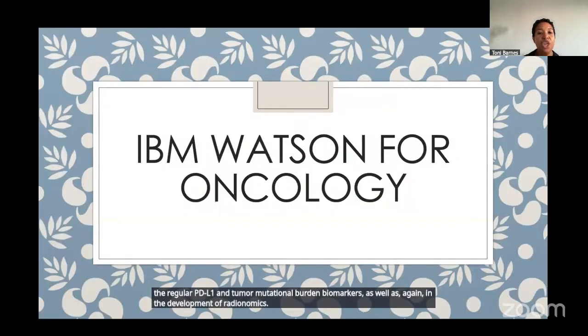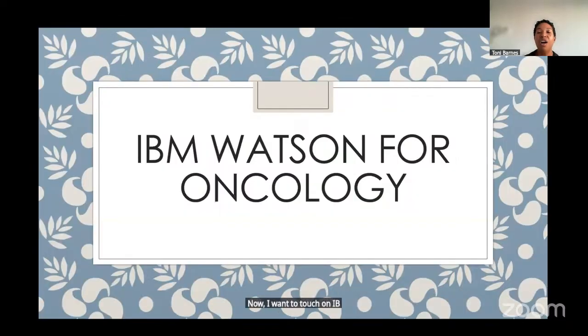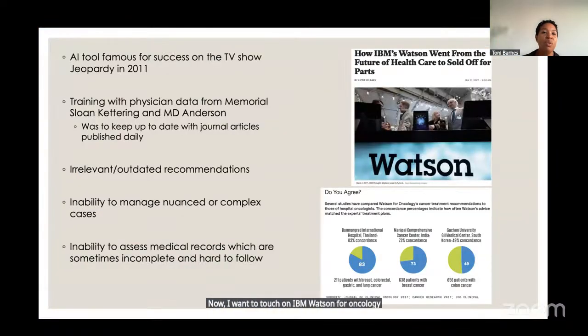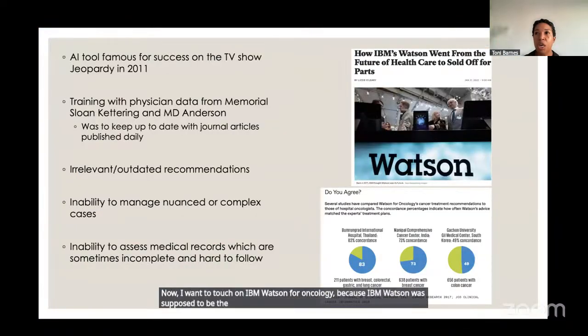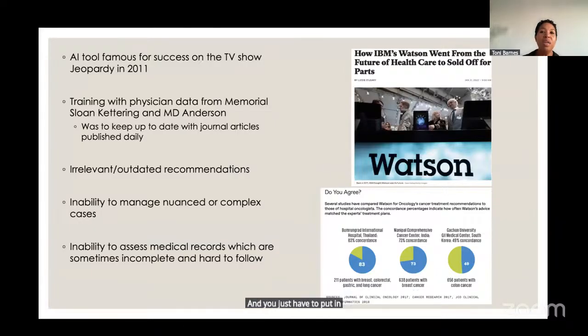Now, I want to touch on IBM Watson for oncology, because IBM Watson was supposed to be the way of the future, and IBM Watson was supposed to be the doctor killer. So this was supposed to replace you and replace me, and you just have to put in what was wrong in Watson, and Watson would solve all of your problems.